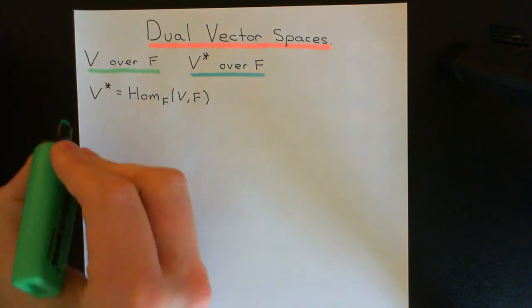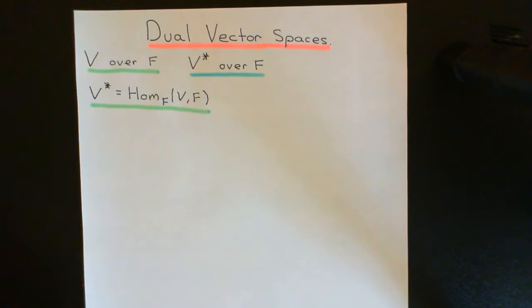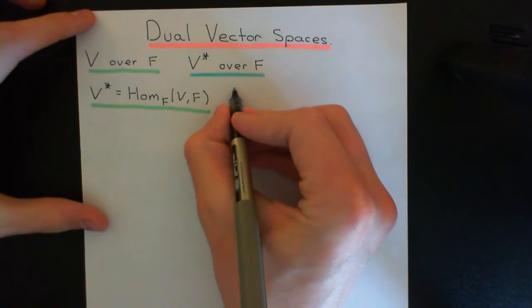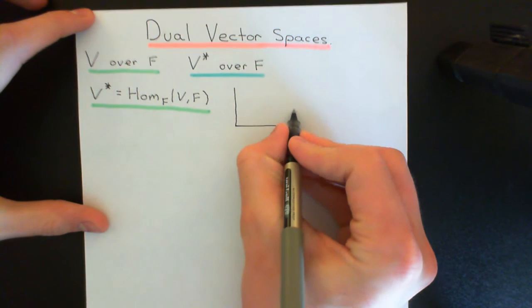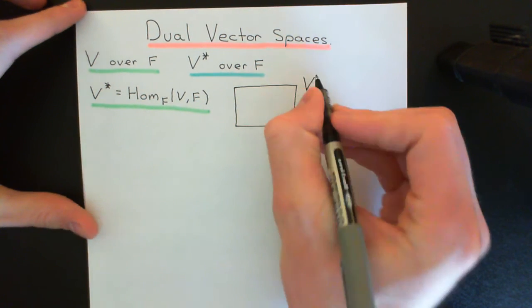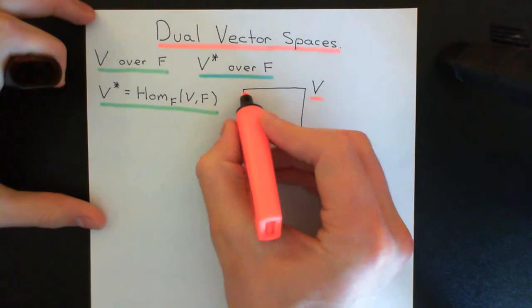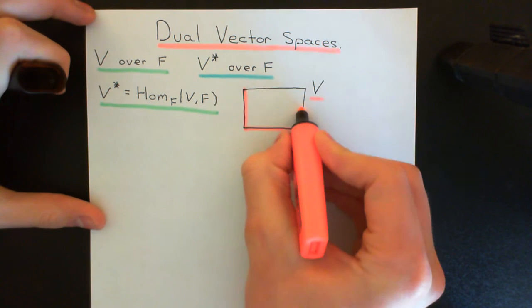Okay, so let's make this more explicit then. Let's draw some pictures to try and understand this. So here, my first picture will represent our vector space capital V. What colour shall we have it in? We'll colour the vector space capital V in red here.